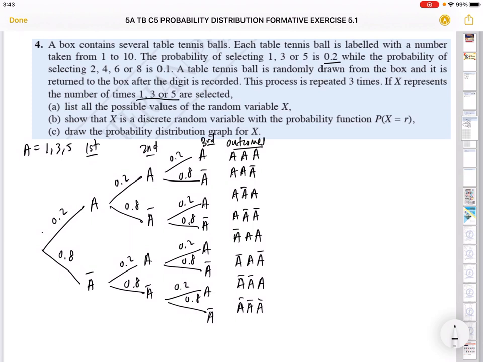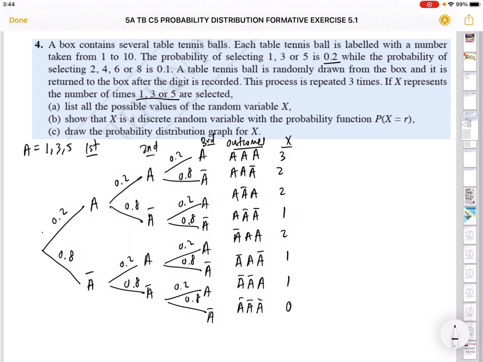Now we look at our x. Remember, we are interested in finding how many x we can get. We can get 3 x. x equals 3 means all 3 of them are 1, 3, 5, right? This one is 2, this will be 2, this will be 1, only one A here. This one is 2, this has 1 A here, this is also 1 A here, and this is none, 0.